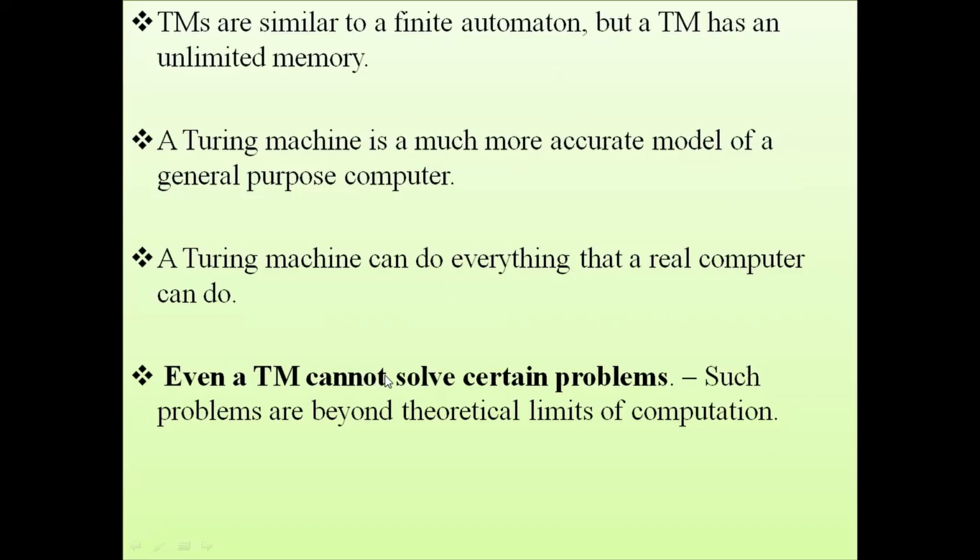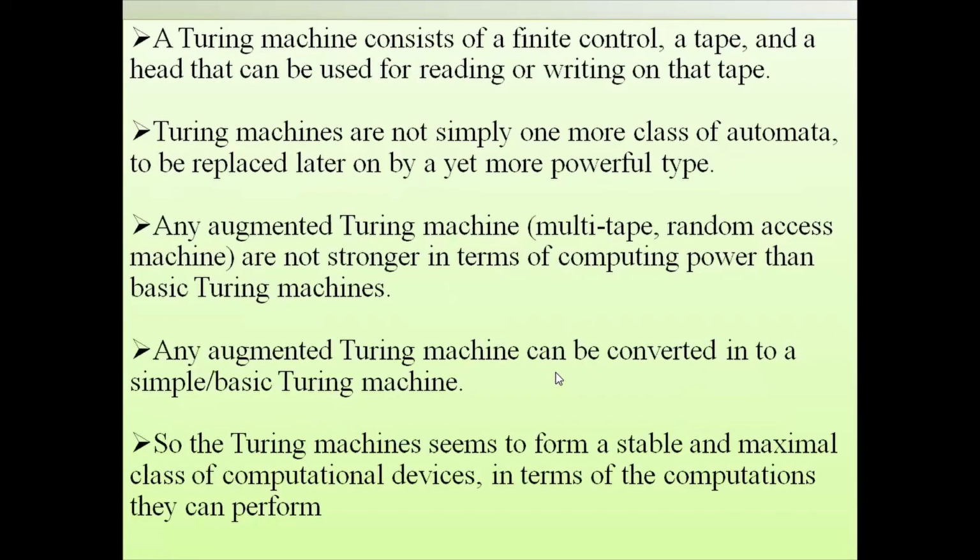Even so, a Turing machine cannot solve certain problems. Such problems are beyond the theoretical limit of computation. A Turing machine consists of a finite control, a tape, and a head that can be used for reading or writing on the tape. The Turing machine is not simply one more class of automata. It may be replaced later by a yet more powerful type. Any augmented Turing machine, multi-tape or random access machine, is not stronger in terms of computing power than the basic Turing machine. Any augmented Turing machine can be converted into a simple basic Turing machine. So Turing machines seem to form a stable and maximal class of computational device.